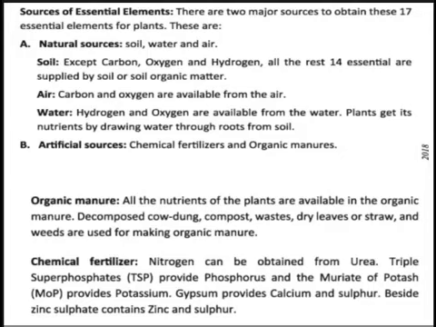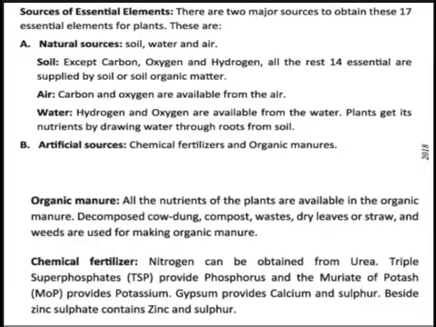Artificial sources: chemical fertilizer and organic manures. So we'll get two ways from artificial sources. One is the organic manure. Manure means animal excrement or cow dung, especially that of commonly domestic farm animals, when used as a fertilizer. And all the nutrients of plants are available in organic manures. Decomposed cow dung, compost, waste, and raw leaves and straw and weeds are used for making organic manure. All the nutrients of the plant, that means 17 essential elements of the plants, are available in organic manure.